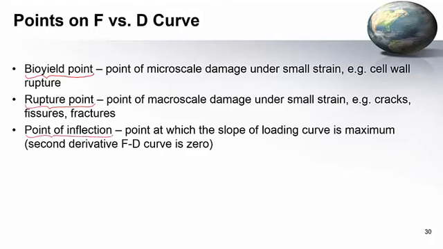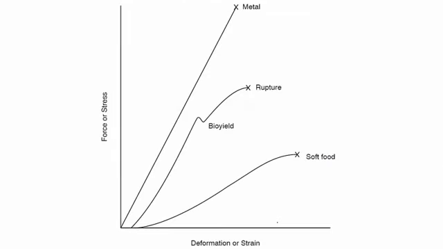So let me try to show you the graph first, and then we will come back to this slide to read the definitions. So you have a stress or strain, or force or deformation curve. This is an ideal solid, like a metal. So it goes all the way up and comes back, right? So that's the elastic limit, perfect. So these are biological materials, right?